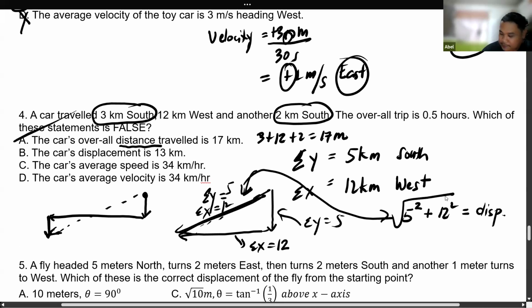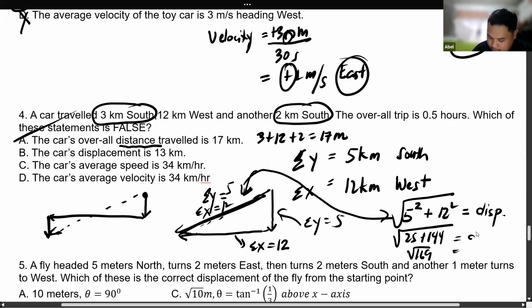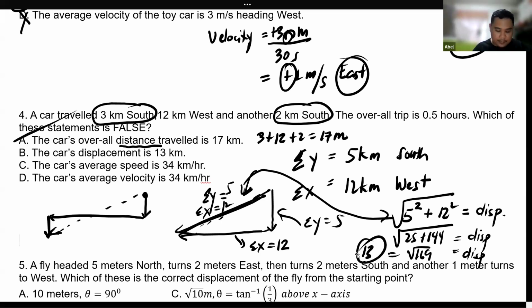The square root, and then 25 plus 144, and that would be square root of 169. And the displacement now here is 13. Okay? And so the car's displacement is 13 kilometers. So still it is checked, right?